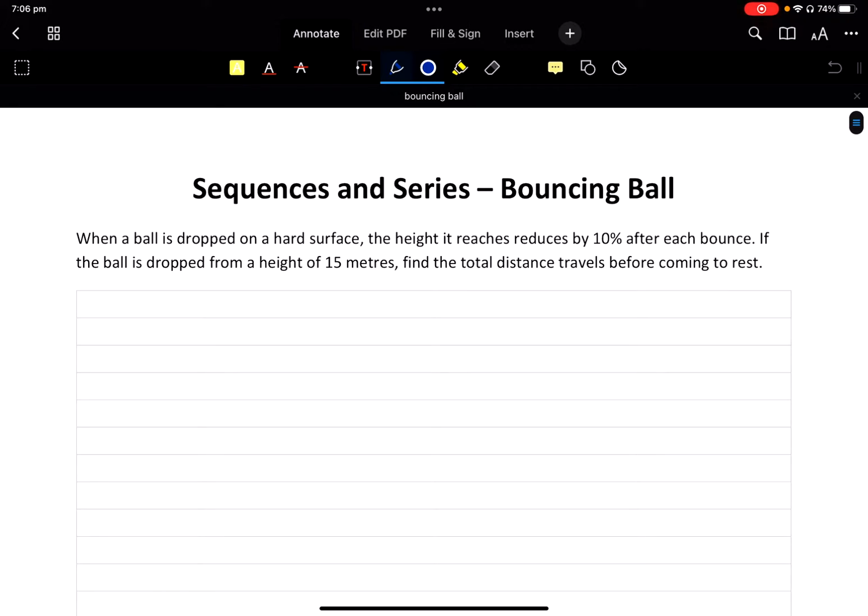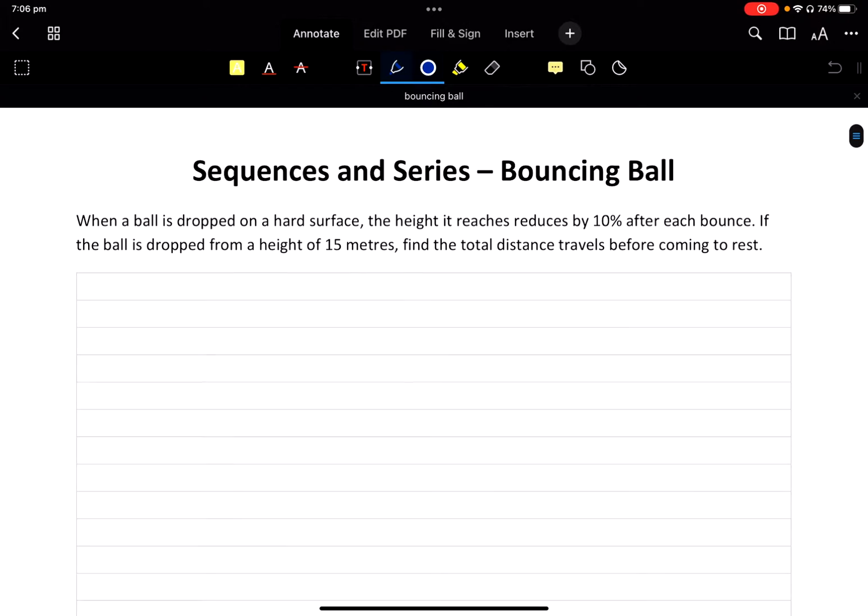So in questions that you're not really sure of, particularly in sequences and series, you want to look for the pattern. So I'm going to draw a diagram to help me with that. I'm going to drop the ball, and it's going to bounce back up and down to a certain height. Then when it bounces up again, it's going to come to a lower height, and then a lower height, and then a lower height.